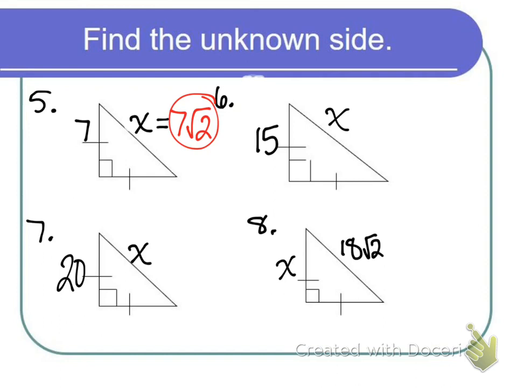Brandon? 15 root 2. We could be doing these the way that we did 1, 2, 3, and 4, where we also put a 15 down here and we do a squared plus b squared equals c squared. We could be doing all of that. The reason we're learning this is because this is a shortcut. If you know you've got a 45, 45, 90 triangle, which we do because it's isosceles and it's a right angle, then it's a lot easier to just use this pattern to find our missing sides.